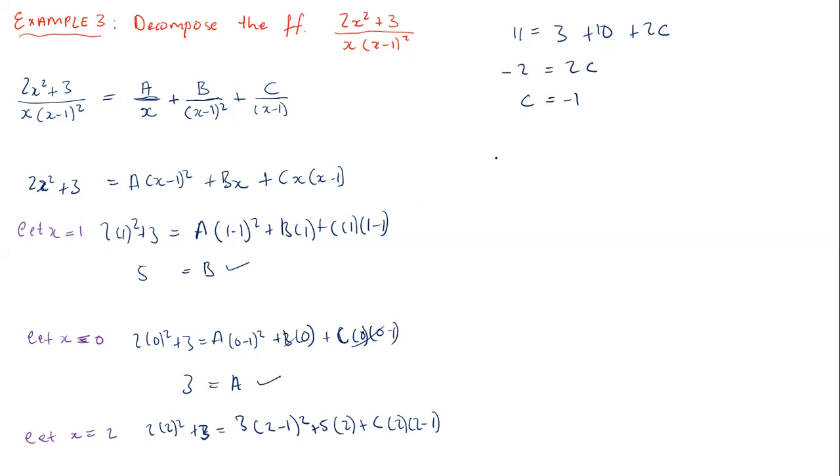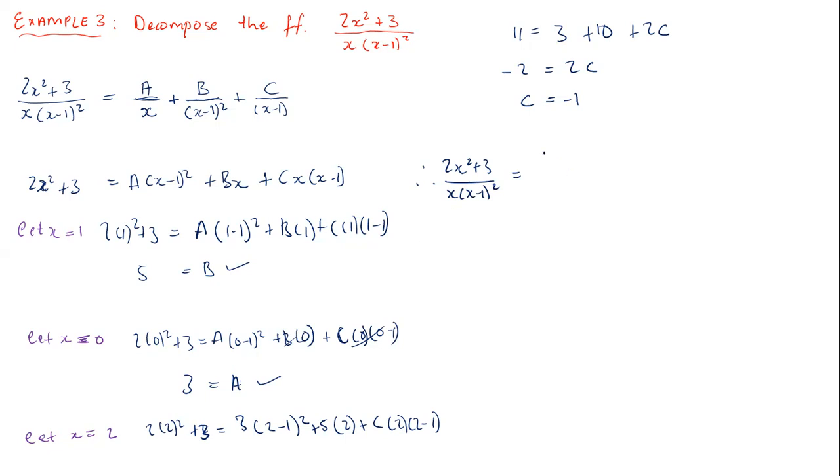Therefore, now I'm going to write my decomposed fraction. Therefore, I'm going to say (2x squared plus 3) divided by (x subtract 1) to the power of 2 will actually be equal to, what's the value of a?